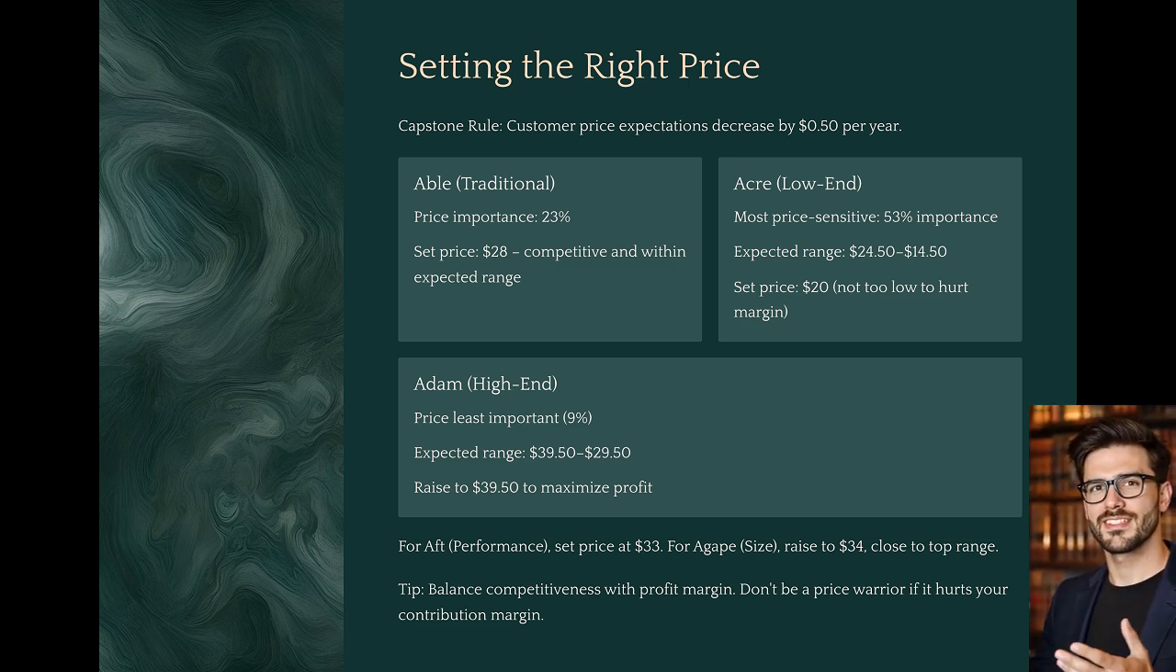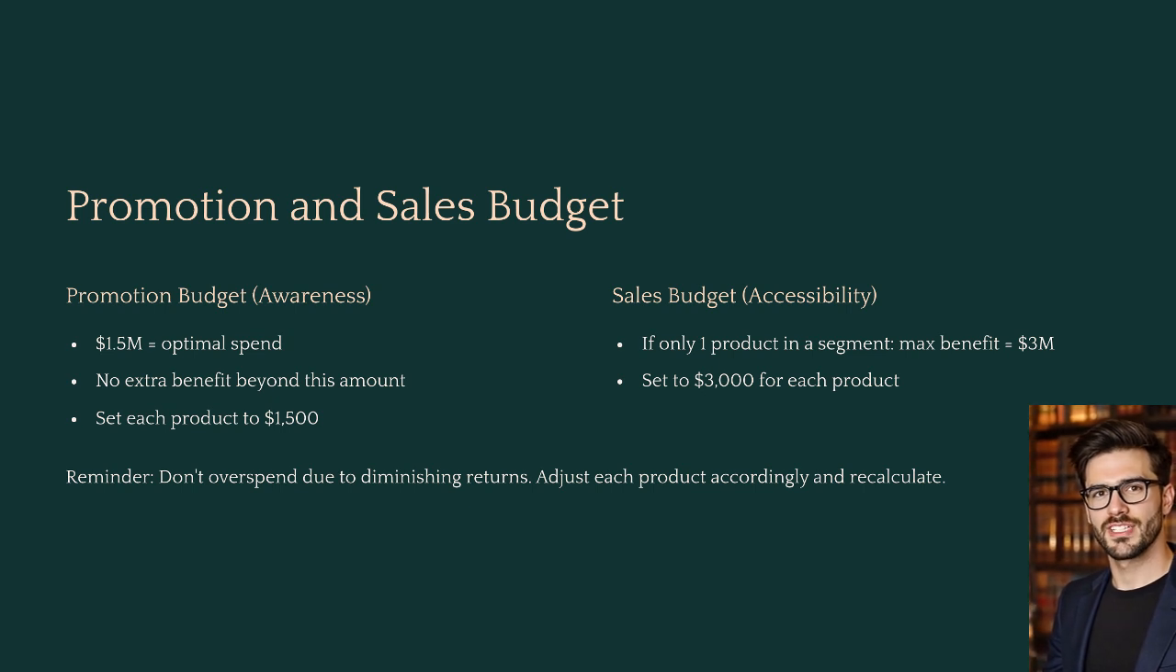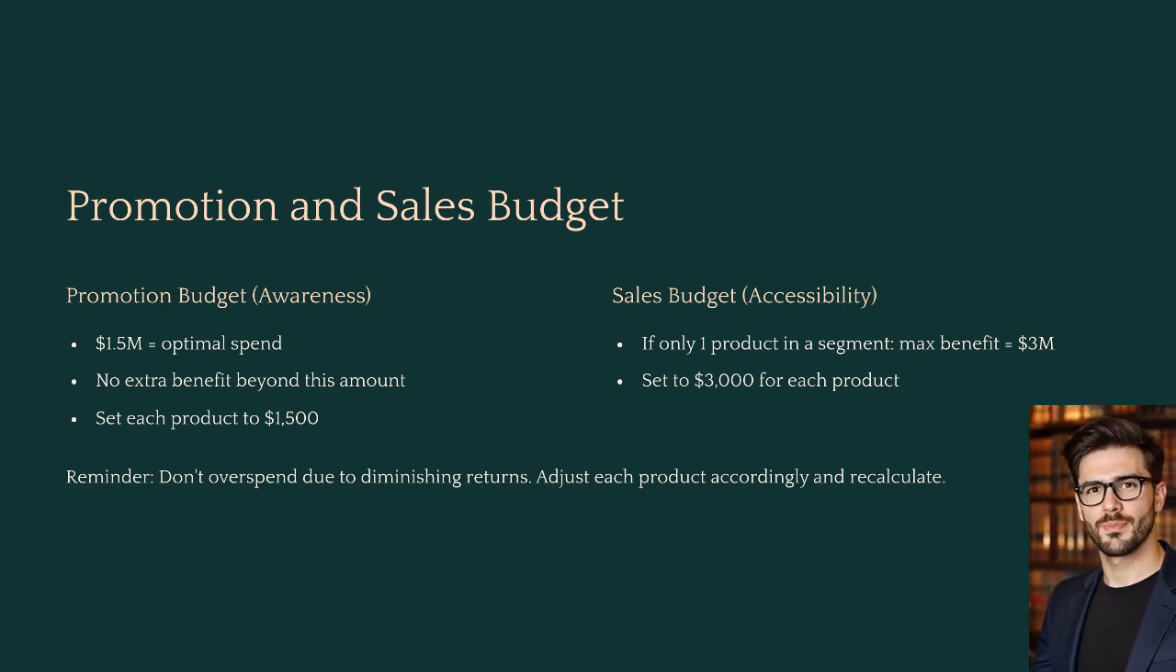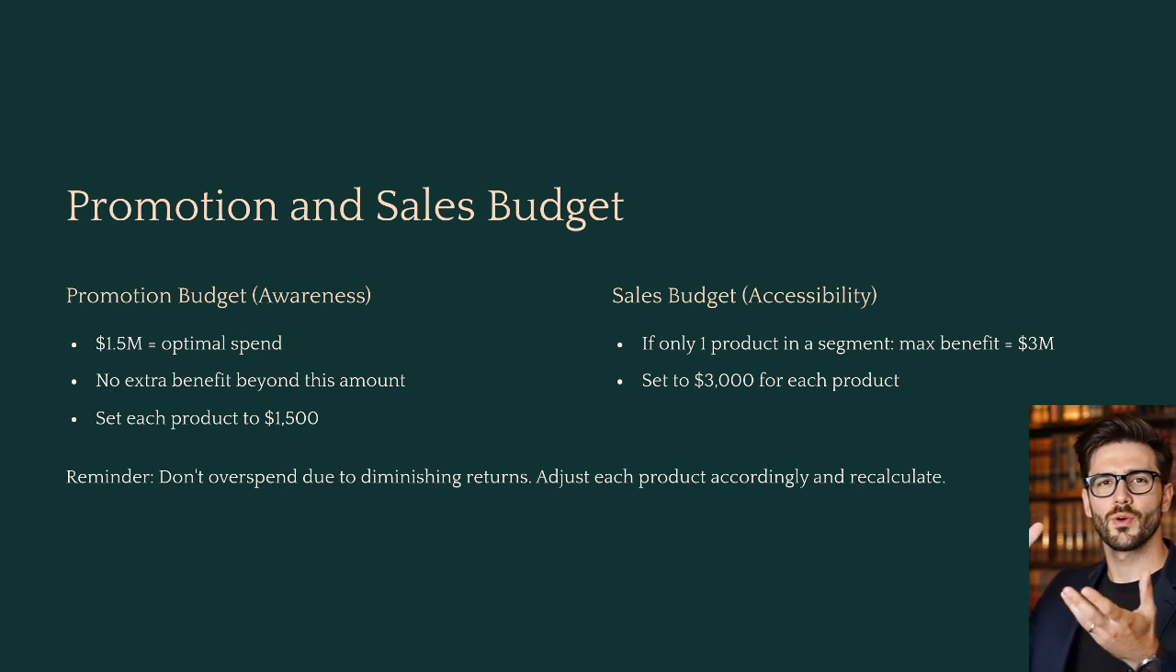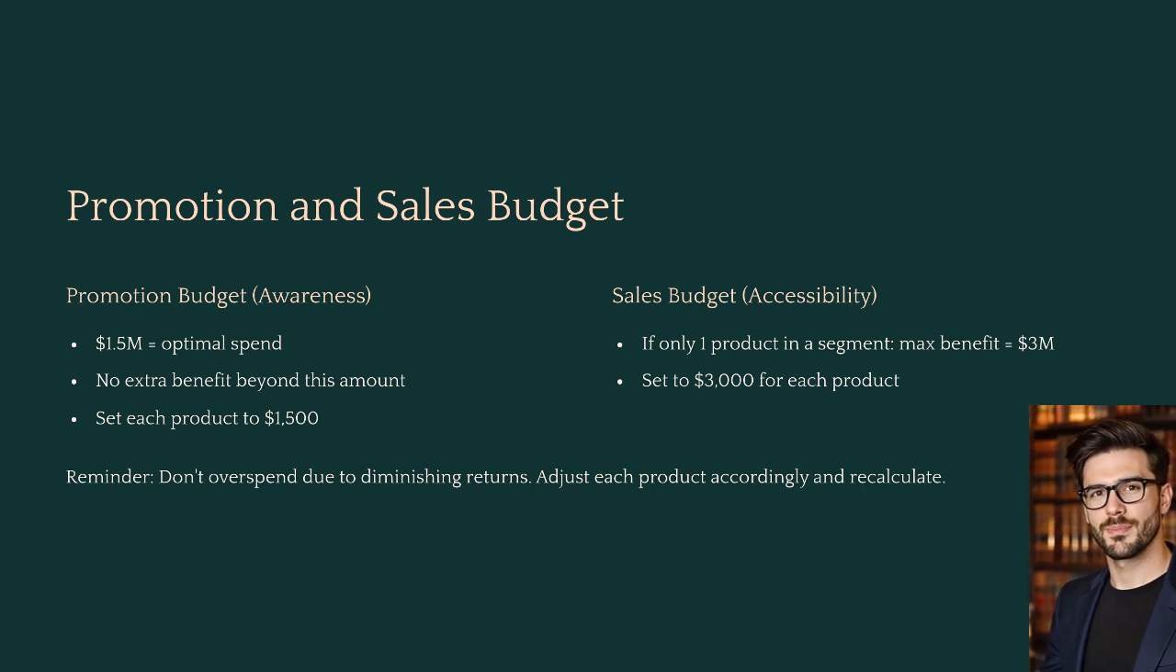7. Promotion and sales budget both affect awareness and accessibility. From the Capstone Guide, promotion budget, awareness, $1.5 million equals optimal spend, no extra benefit beyond this. Set each product to $1,500 promotion budget. Accessibility, if only one product in a segment, max benefit equals $3 million. Set sales budget to $3,000. Adjust each product accordingly and recalculate. Light bulb reminder, don't overspend due to diminishing returns.